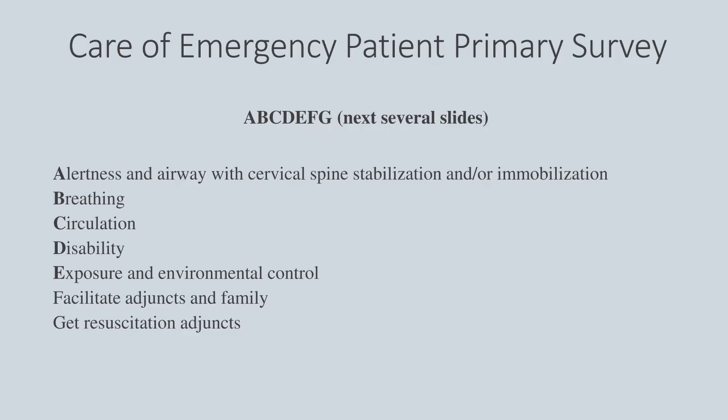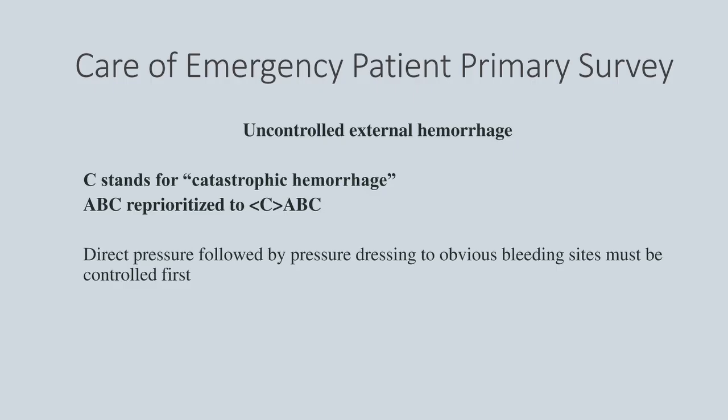So starting with the primary survey, you can remember the mnemonic A, B, C, D, E, F, and G. A is for alertness, airway, and cervical spine stabilization. B for breathing. C for circulation. D for disability. E for exposure and environmental control. F for facilitate adjuncts and family. And G is get resuscitation adjuncts. And we're going to talk about each one of those quickly here.